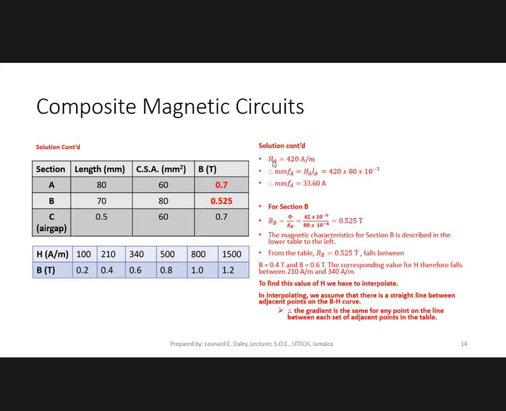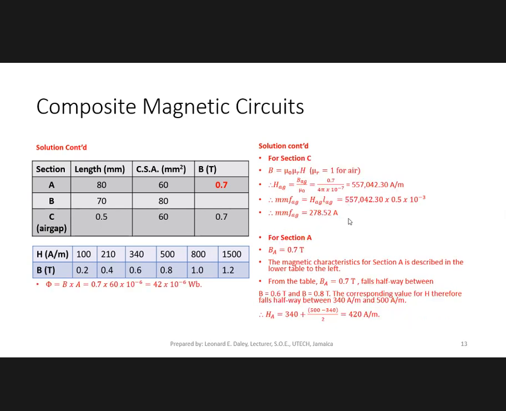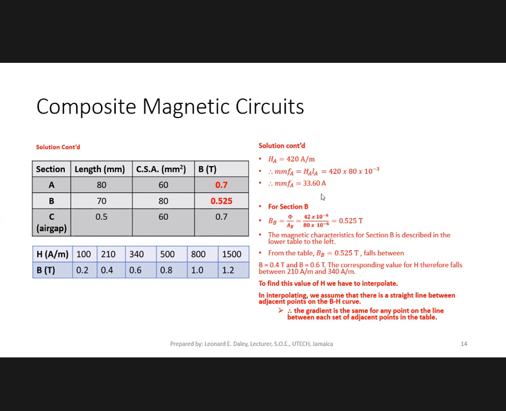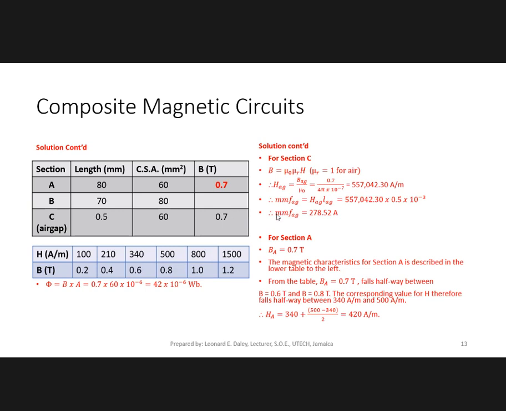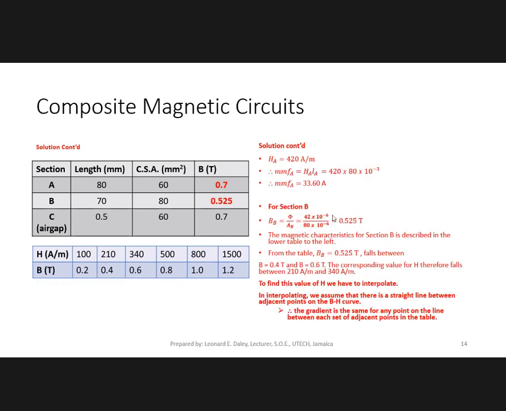All right. So continuing for section A, the MMF for section A is equal to HA times LA, and that's 420 times the length, 80 millimeter. So the MMF for section A is 33.60. So you notice the difference between the air gap and the metal, right? A larger MMF drop is needed to push the flux through the air than what is required for the metal.